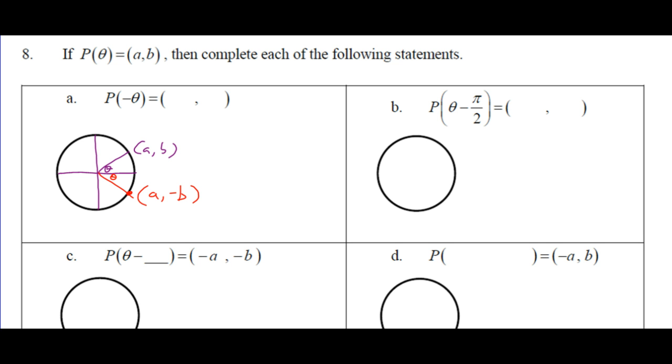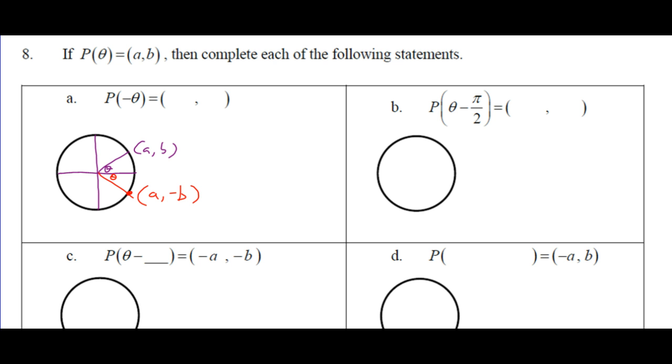Okay, theta minus pi over 2. Or how many degrees would that be if we were doing degrees? Pi over 2 is 90 degrees, right? Now remember, pi is 180. So pi over 6 is 30. 180 divided by 4, 180 divided by 3 is 60 degrees, 180 divided by 2 is 90 degrees.